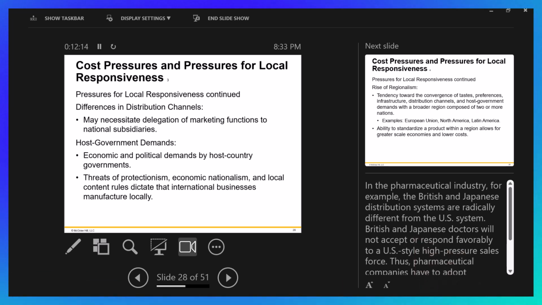Then you have something called host government demands, economic and political demands by host country governments. Threats of protectionism, economic nationalism, and local content rules dictate that international businesses manufacture locally.